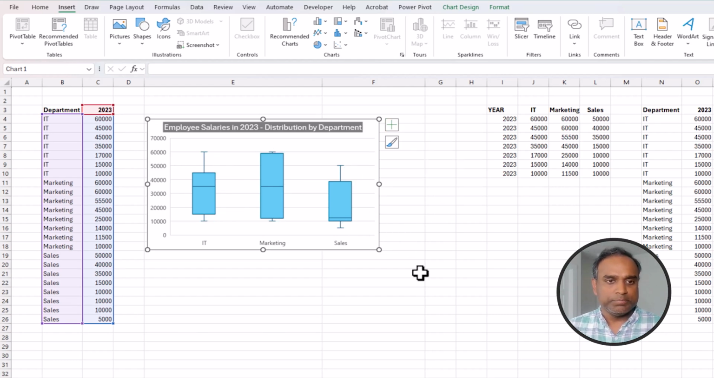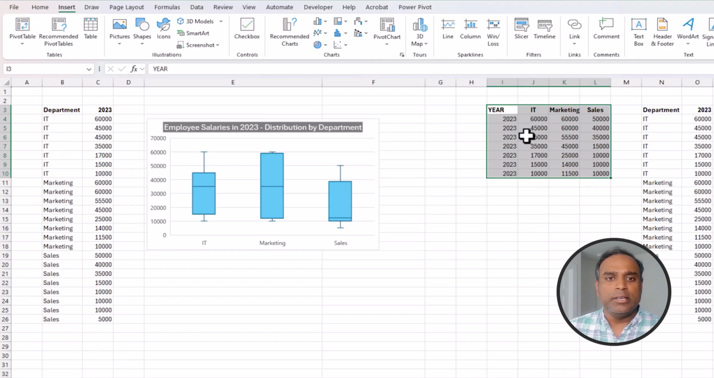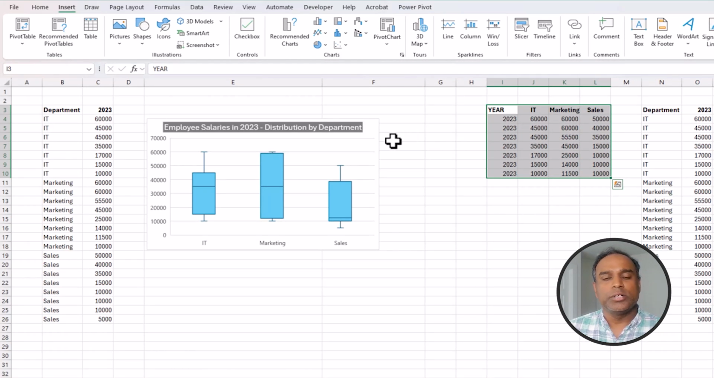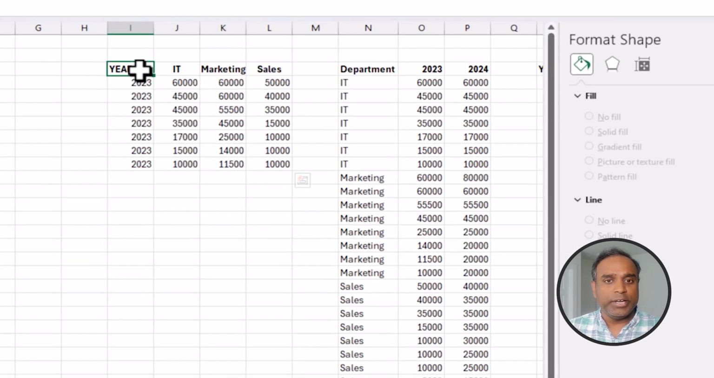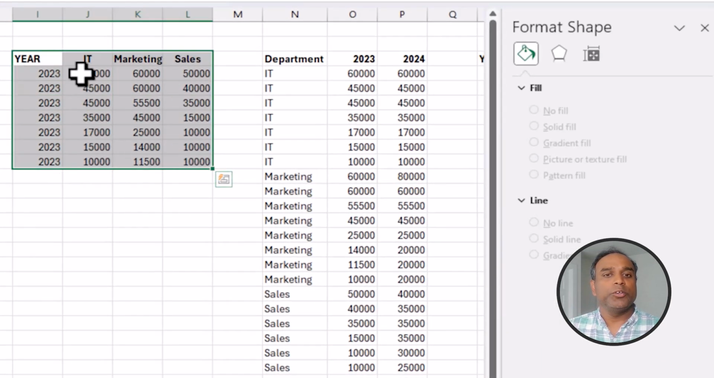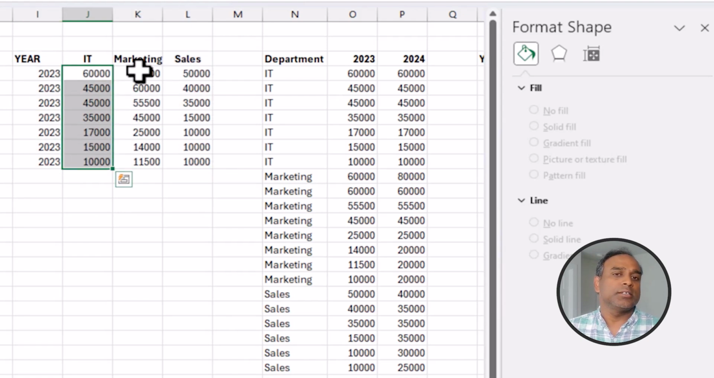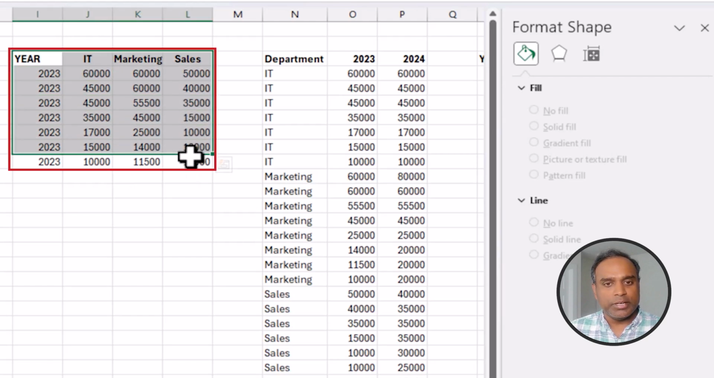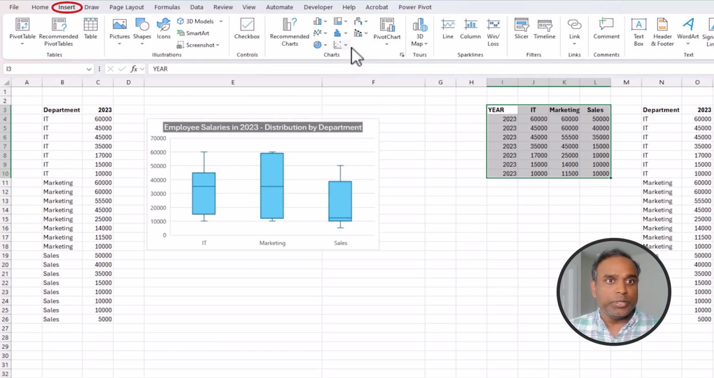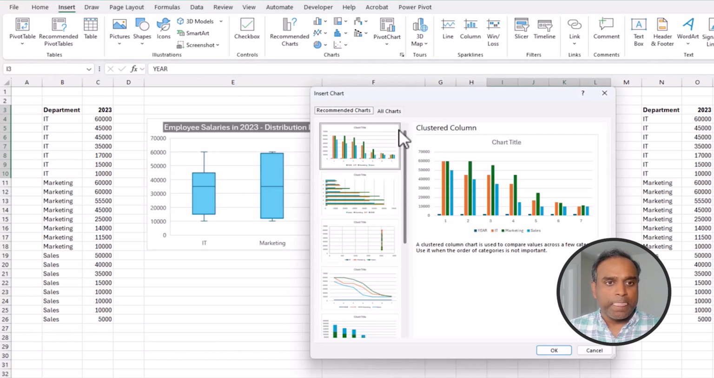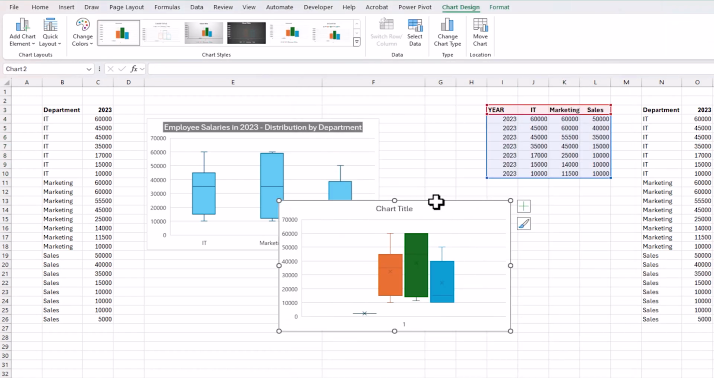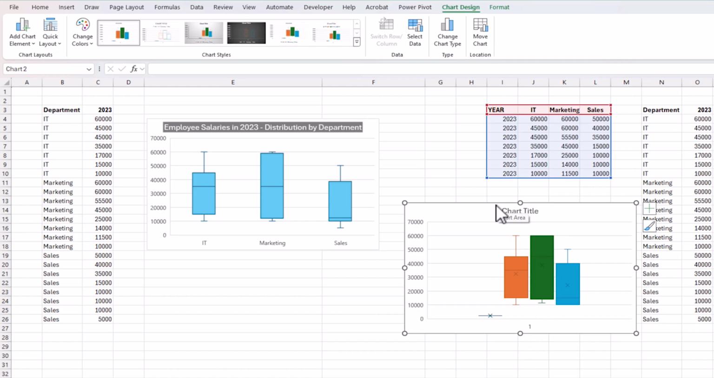Now let's look at the next one. Here we have the same kind of information, but what if I wanted to do this as three different series? So if your data is structured this way, where you have the IT department employees, salaries, marketing, salaries. If you have structured it this way, no problem. Again, select this, go to insert, go to charts, again, choose the same box and whisker. And now this gives the data this way.